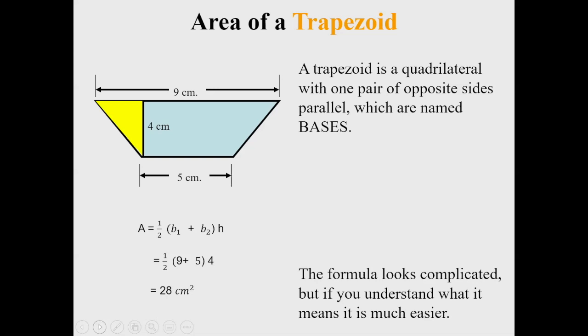So just to plug in, 1/2, B1 is 9 and B2 is 5. So B1 plus B2 is 9 plus 5, times 4. Using the order of operations, we need to simplify the parentheses first. So 9 plus 5 is 14, and 14 times 4 is 56. 1/2 of 56 is 28 square centimeters.